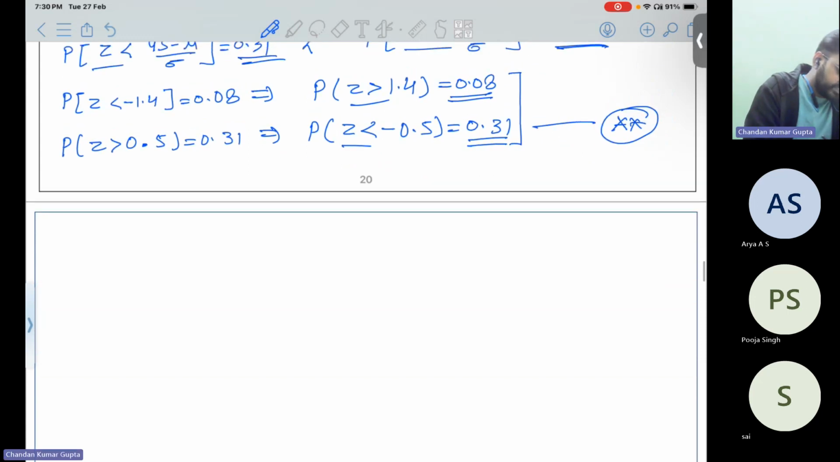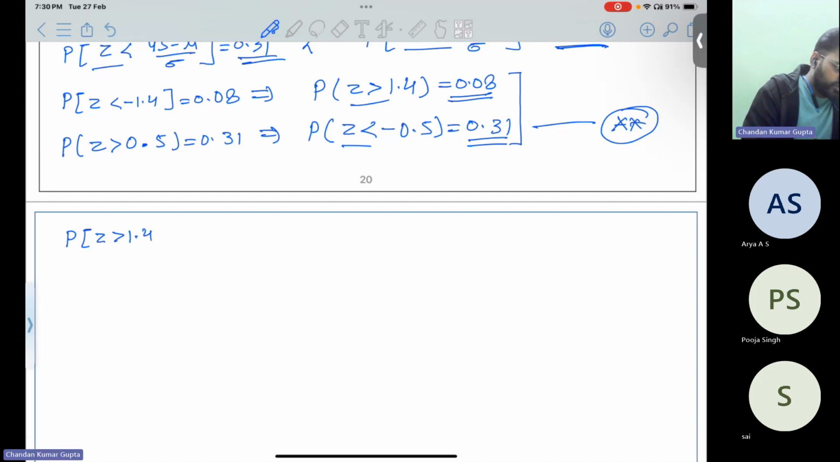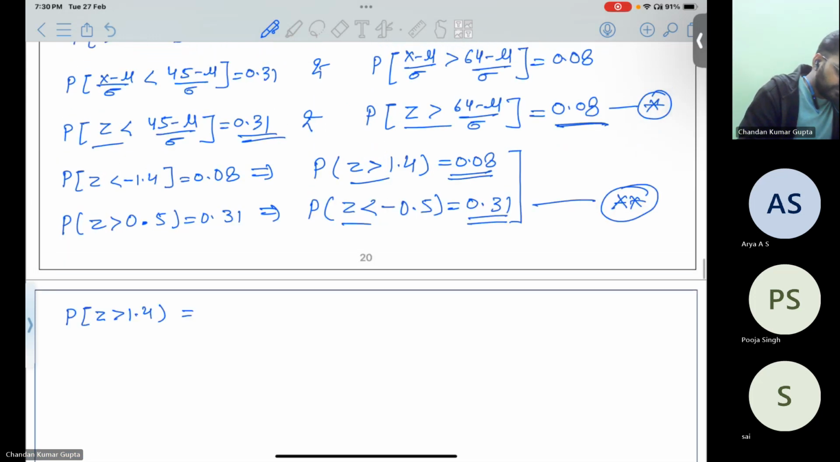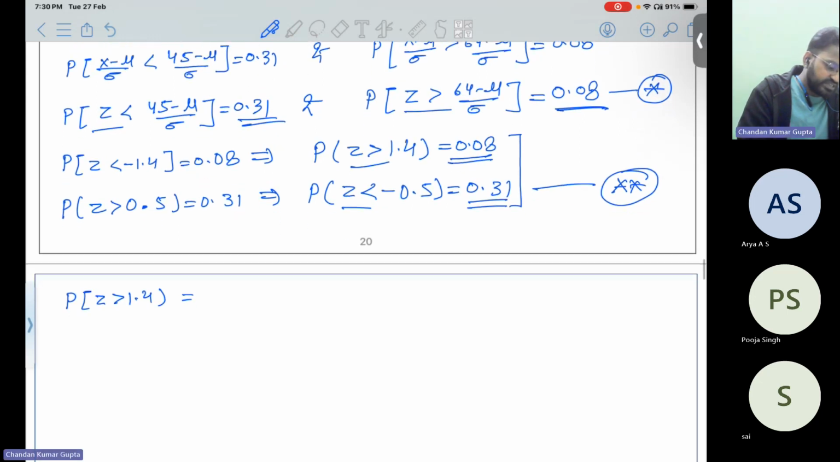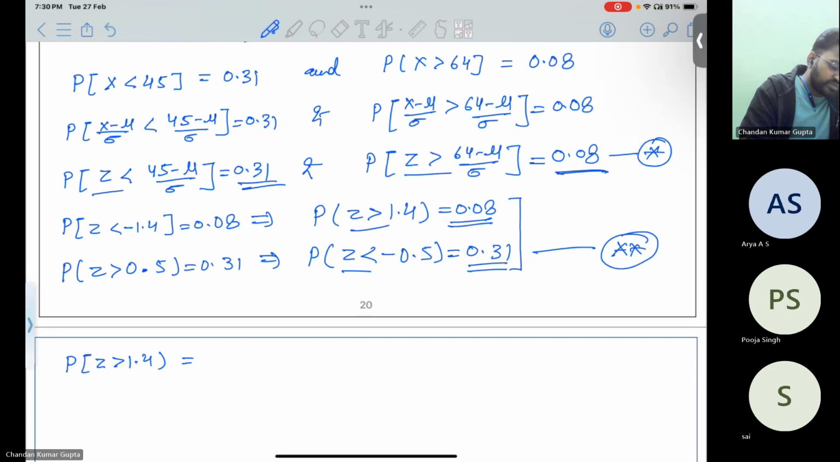We will get like this. Probability Z is greater than 1.4. Okay, it is equal to this.